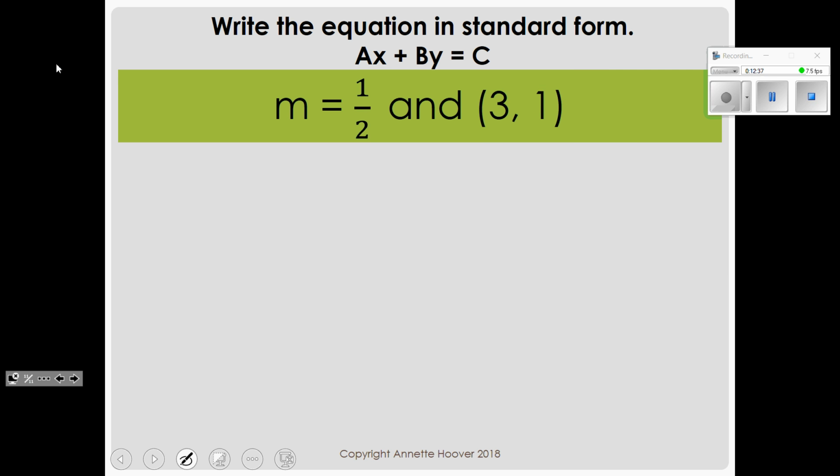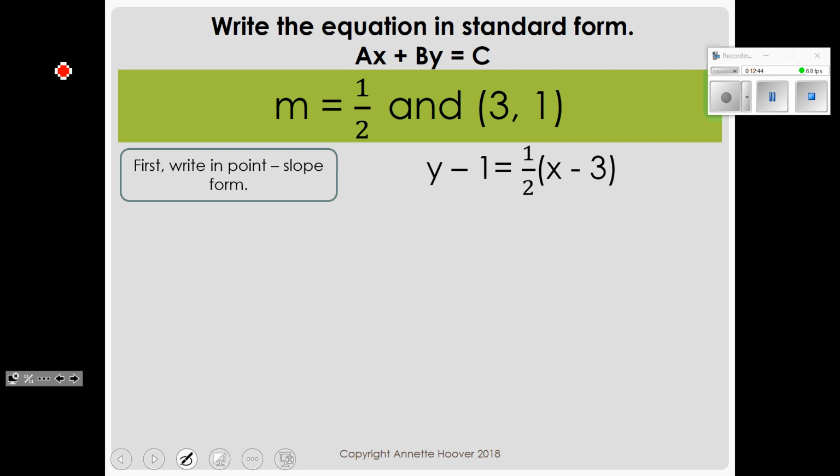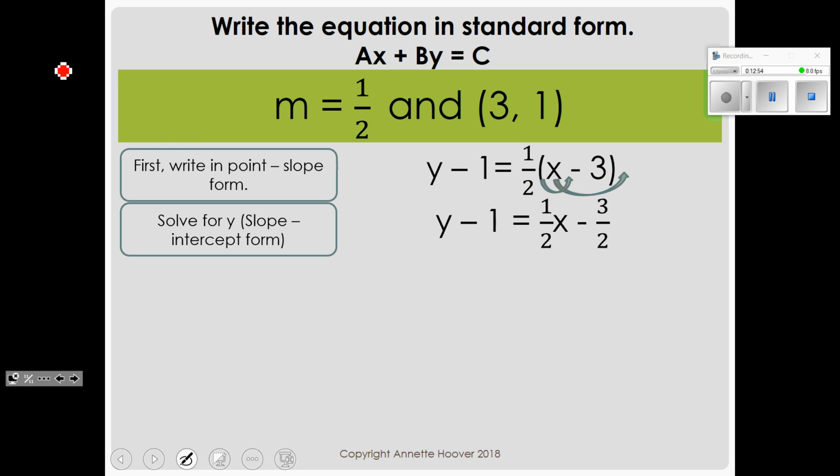Let's try one more. When we plug in these numbers to point slope form, you would simply have y minus 1 equals 1/2 times the difference of x minus 3. The distributive property is going to give us a fraction, which we don't like, but as the constant over here, we have a negative 3/2. When you think about it, that's just a negative 1.5 or a negative 1 5/10.